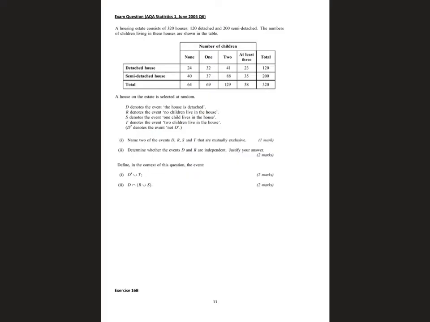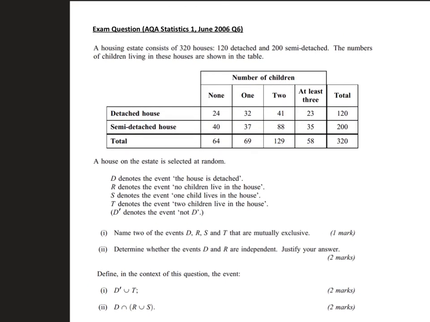So here's an exam question using two-way tables. An estate consists of 320 houses, 120 detached and 200 semi-detached. The numbers of children living in these houses are shown in the table below. So I'm not going to highlight those numbers because they're already all in the table. A house on the estate is selected at random. So we have these different events. D is the event the house is detached. R is the event no children. S is one child. And T is two children.